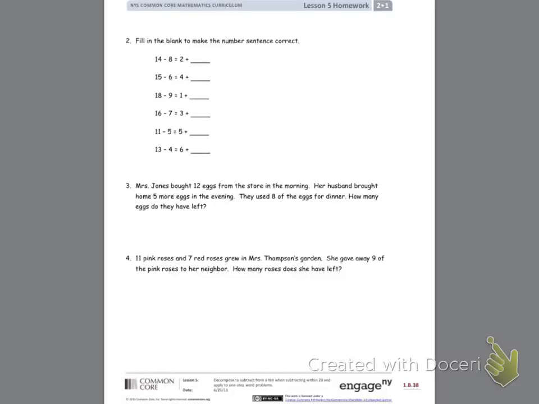On this homework sheet from Module 1, Lesson 5, students will continue to decompose to subtract from a 10 when subtracting within 20. Later, they will apply this skill to one-step word problems. For number 2, students are to fill in the blank to make the number sentence correct. Just like in past lessons, it's important to remember that the left side of the equation must be equivalent to the right side of the equation.